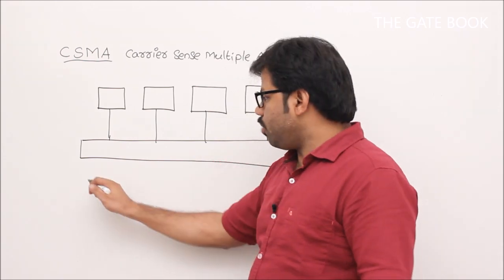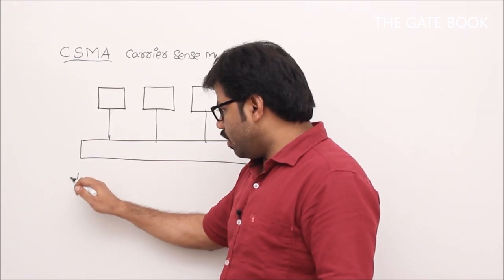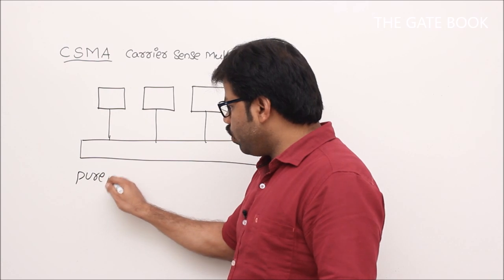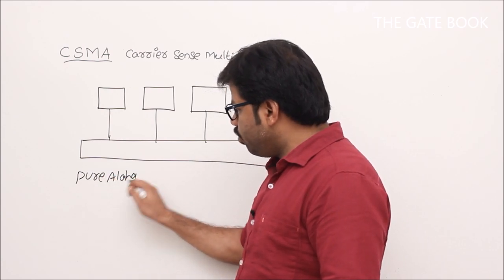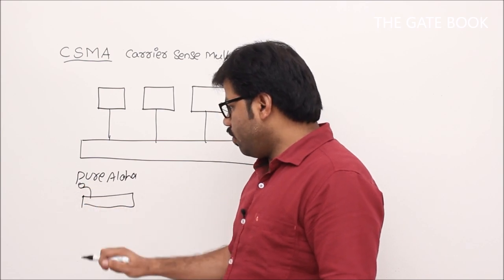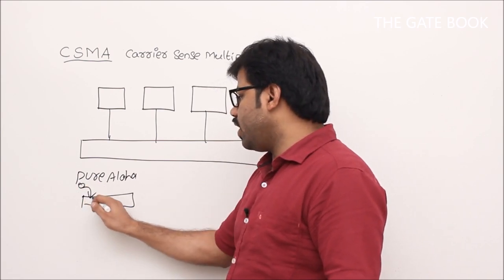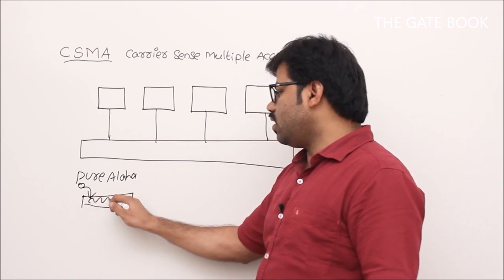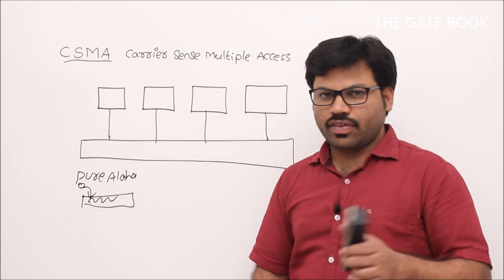I will tell you. Example, let's say this is your pure Aloha protocol. In pure Aloha any system is going to simply send the data. This is the channel, this is the system. Now this system directly sends the data whenever it has some, so there is a high chance of corruption, otherwise collision.